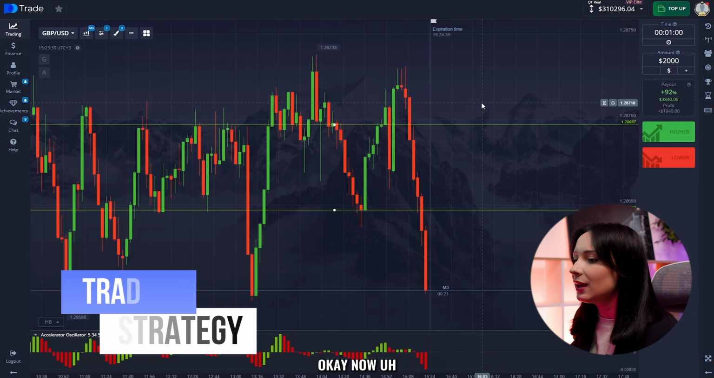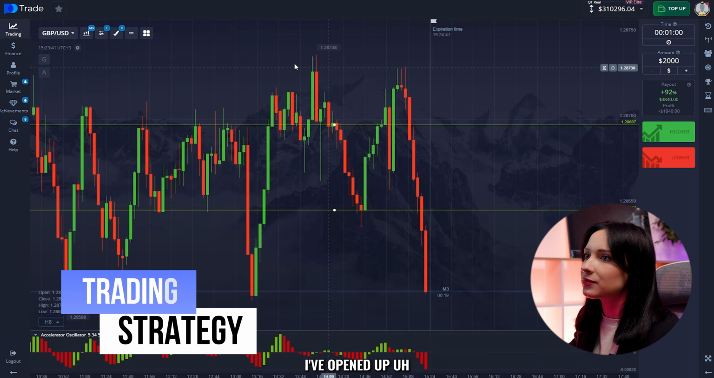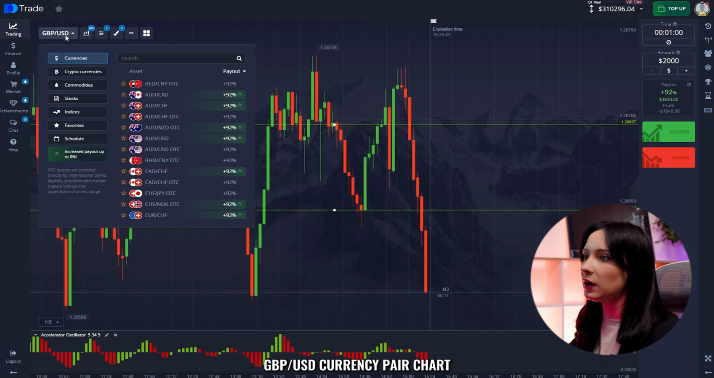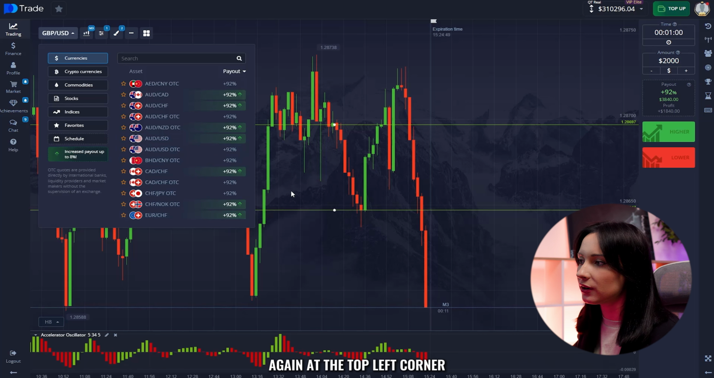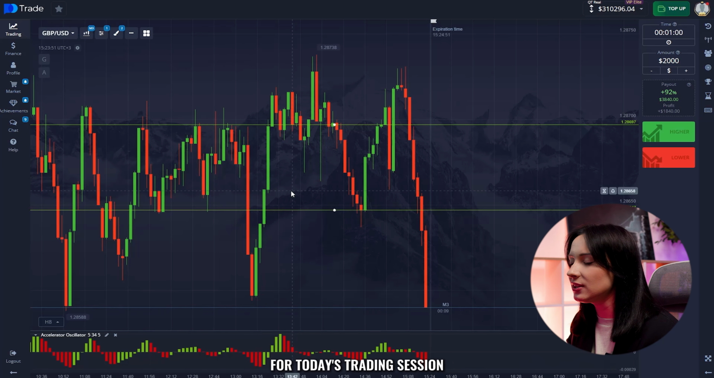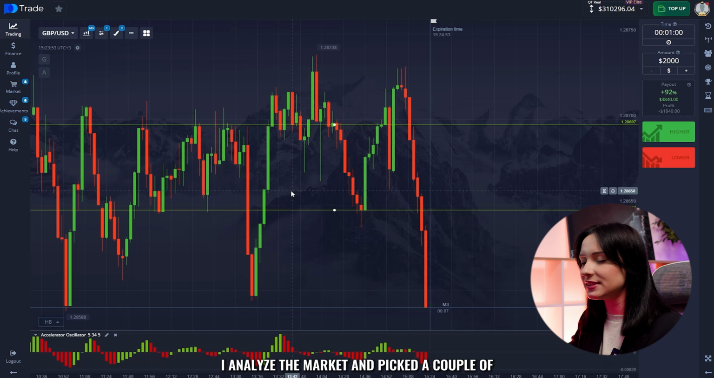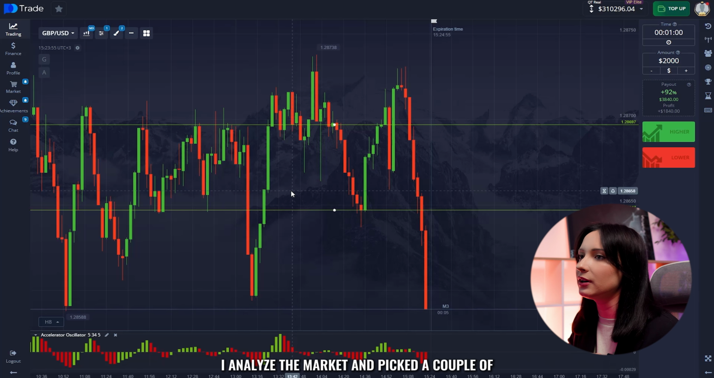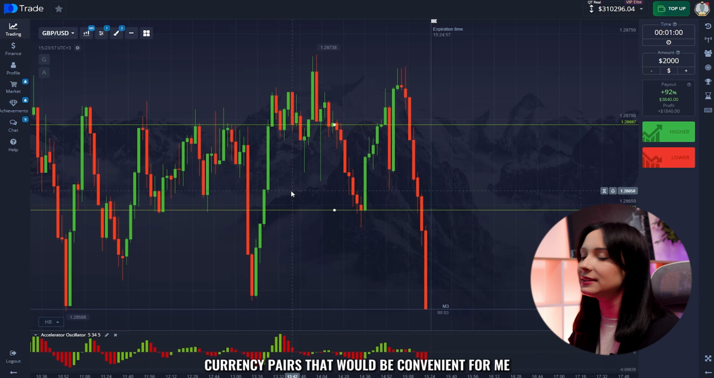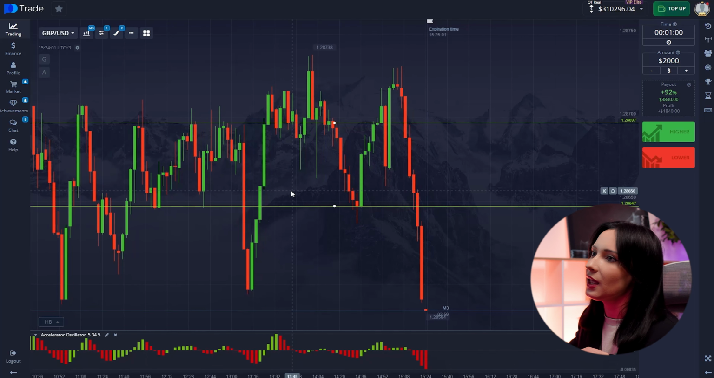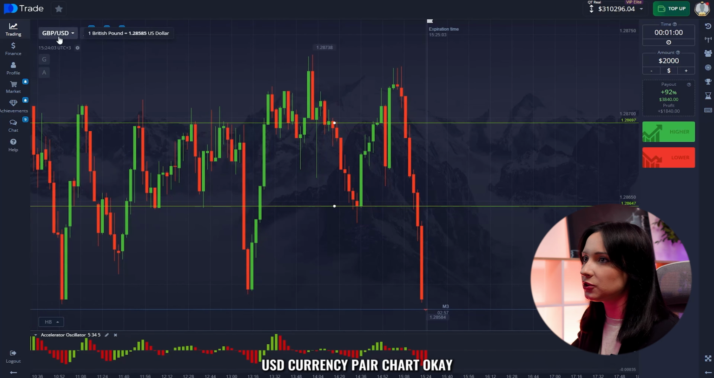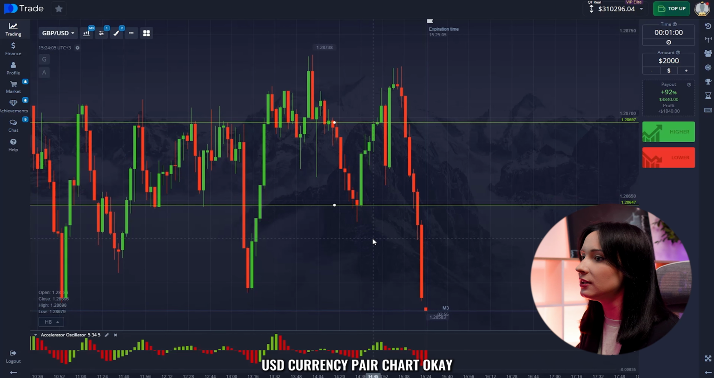Okay, now I've opened up the pound sterling and US dollar currency pair chart. The currency pairs are placed again at the top left corner. For today's trading session, I analyzed the market and picked a couple of currency pairs that would be convenient for me to use for this strategy. But I'm going to start with the pound sterling and US dollar currency pair chart.